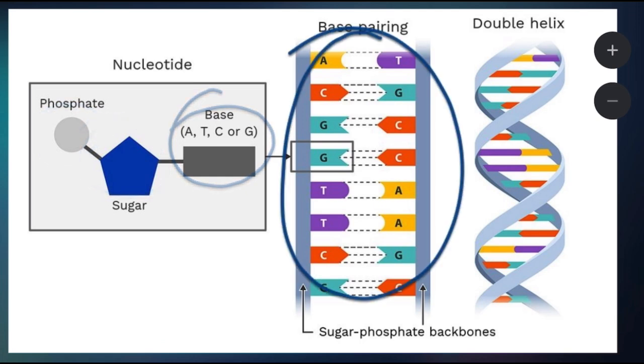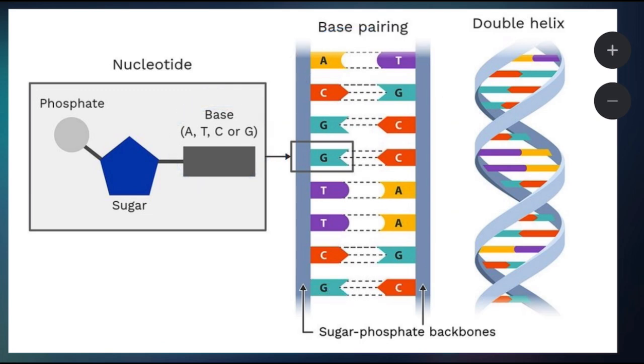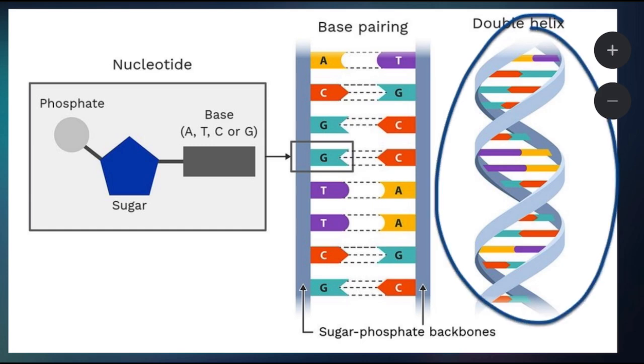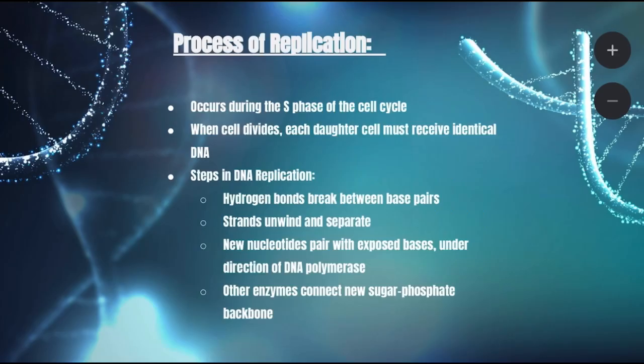This is our base pairing rules, which explain how the four nitrogenous bases pair up in DNA. The image to our right is a diagram of a double helix, which is also a three-dimensional structure of DNA. So this is a double helix. The double helix is formed by two chains of nucleotides that are linked together by hydrogen bonds between the base pairs.